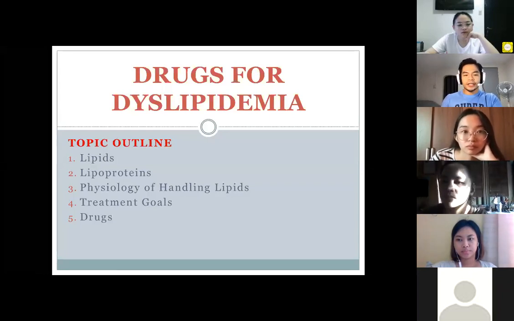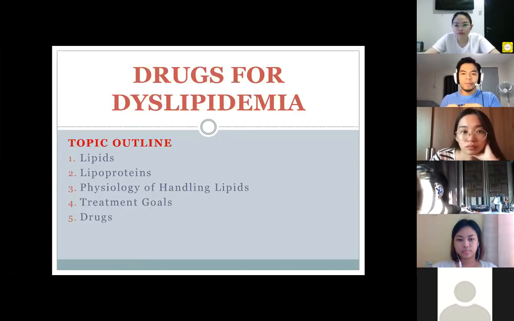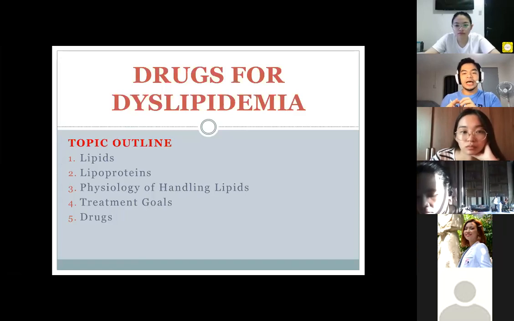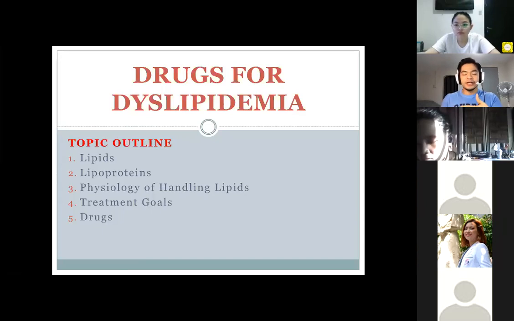This topic is divided into 5 parts. Number 1, we will recall what lipids are. And then second, concept on lipoproteins. Next, number 3, we will discuss how the body manages or handles lipids. Paano ba natin na maintain ang normal blood lipid levels and also paano siya na-utilize na maayos. And then number 4, in certain cases, if there are problems, ano yung mga goals natin to normalize abnormalities. And then finally, drugs, medications that can be used to correct abnormality in blood lipid levels.